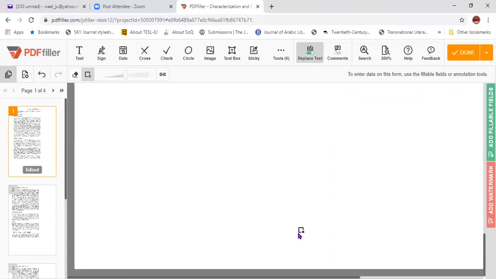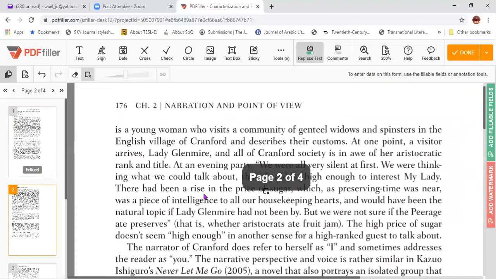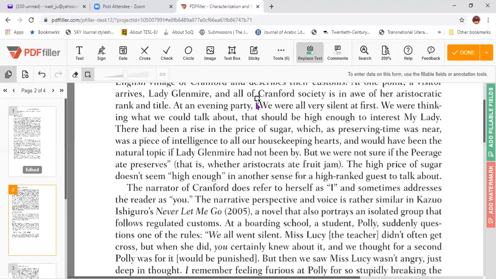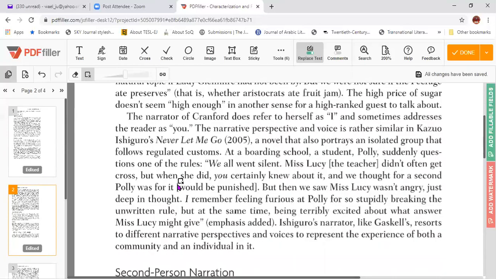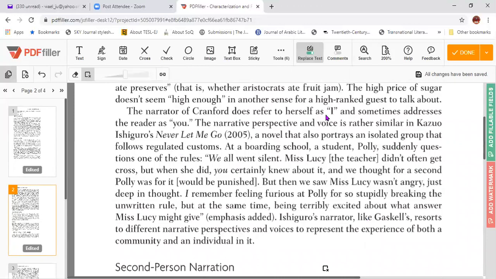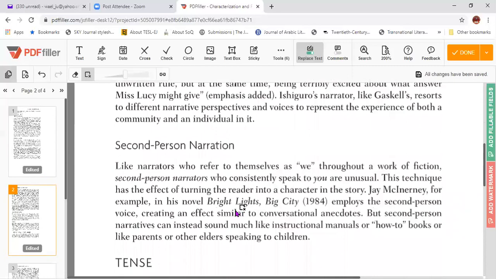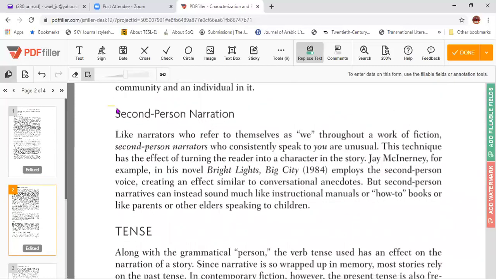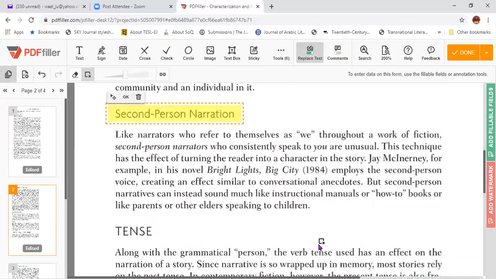And as you can see in the examples here, we have the pronoun we. So that's called the first person plural, we. Okay, I don't think that you need to worry about this. Just skip it. Now the last one is the second person narration. So we have three types: we have the third person, we have the first person, and then we have the second person.